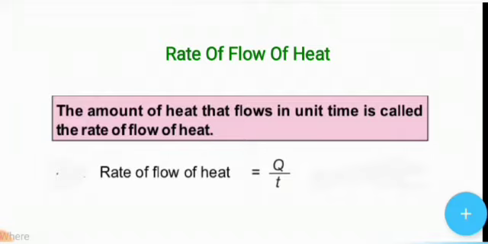And the unit of rate of flow of heat is joule per second, because the unit of heat is joule and the unit of time is second. When we shift this unit from the denominator into the numerator, it becomes per second. So from this we can say that the unit of rate of flow of heat is joule per second.